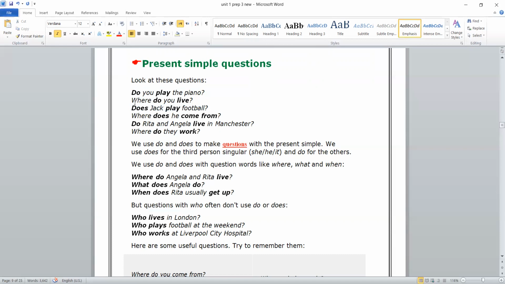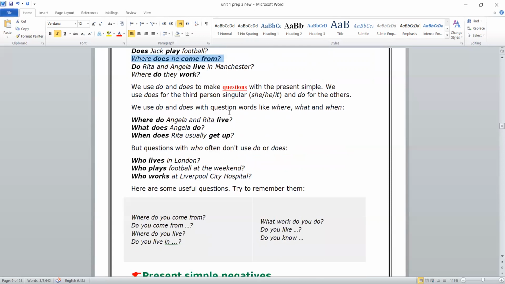And we have WH questions like this. Where do you live? I live in Cairo. Or where does he come from? He comes from Scotland. So we use do and does to make questions with the present simple. We use does for the third person singular, he, she, it, and do for the others. Don't forget this, please.